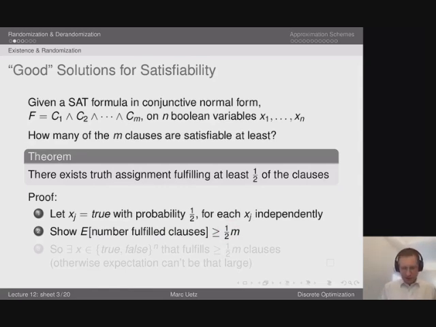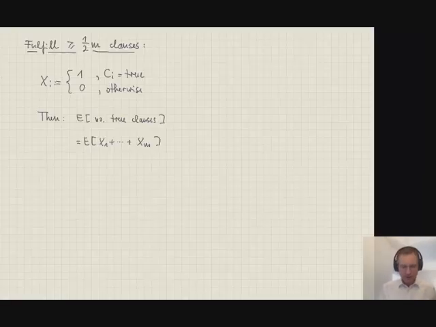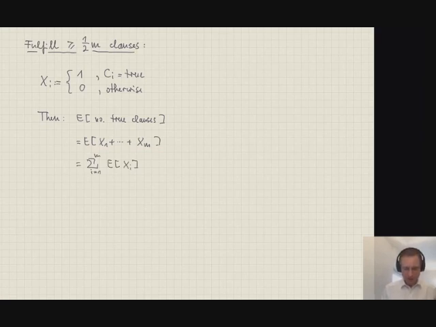So how do we see that? Okay, so let's have a look. Why is this true? What we do is we define a random variable X_i, one for each of the clauses C_i, which is equal to 1 if the clause is true and equal to 0 otherwise. Now, by definition, the expected number of fulfilled or true clauses is just the expectation of the sum of these m random variables. And by linearity of expectation, this is equal to the sum taken over all the clauses, and then we have the expectation of this random variable X_i.